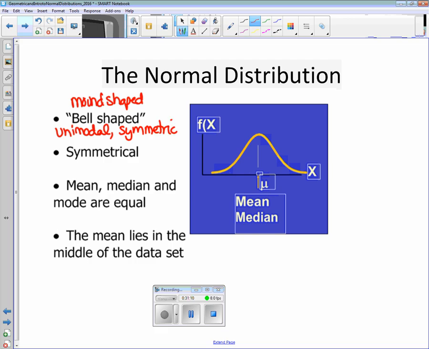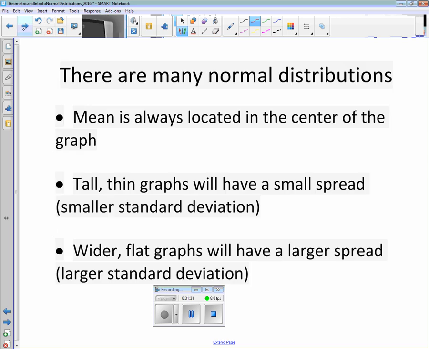Symmetric. The mean, median, and mode are all the same, and they actually happen to be in the middle of the graph. Okay, agreed? The mean does lie in the middle. These are all things we know. Nothing out of the ordinary yet. Don't write all this down because this is just kind of common sense. The mean's always in the middle. The last two are some things that we should probably emphasize.